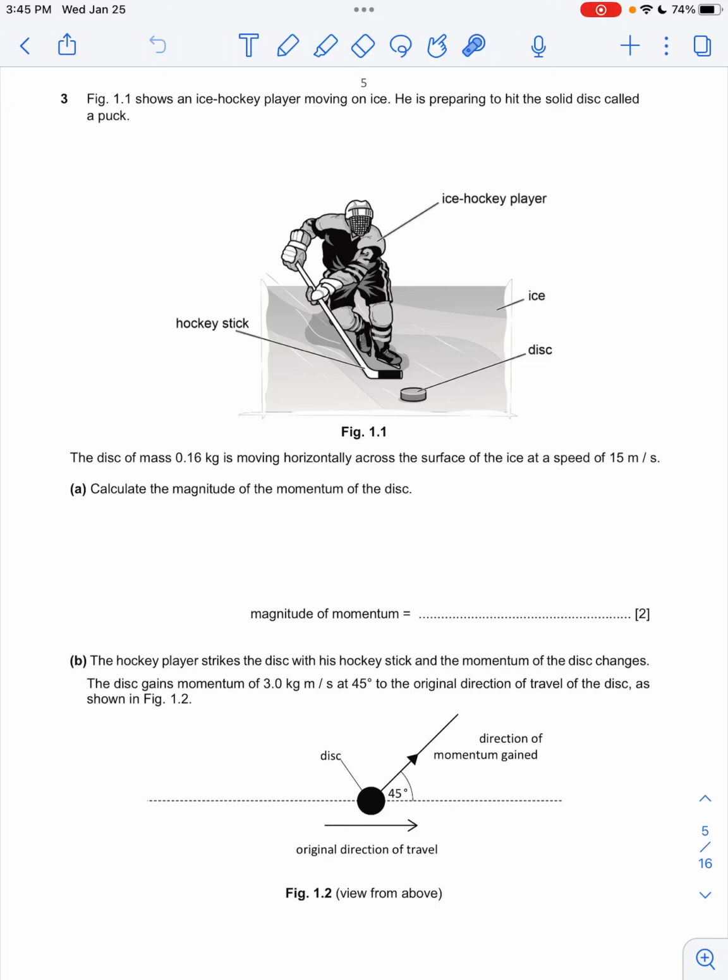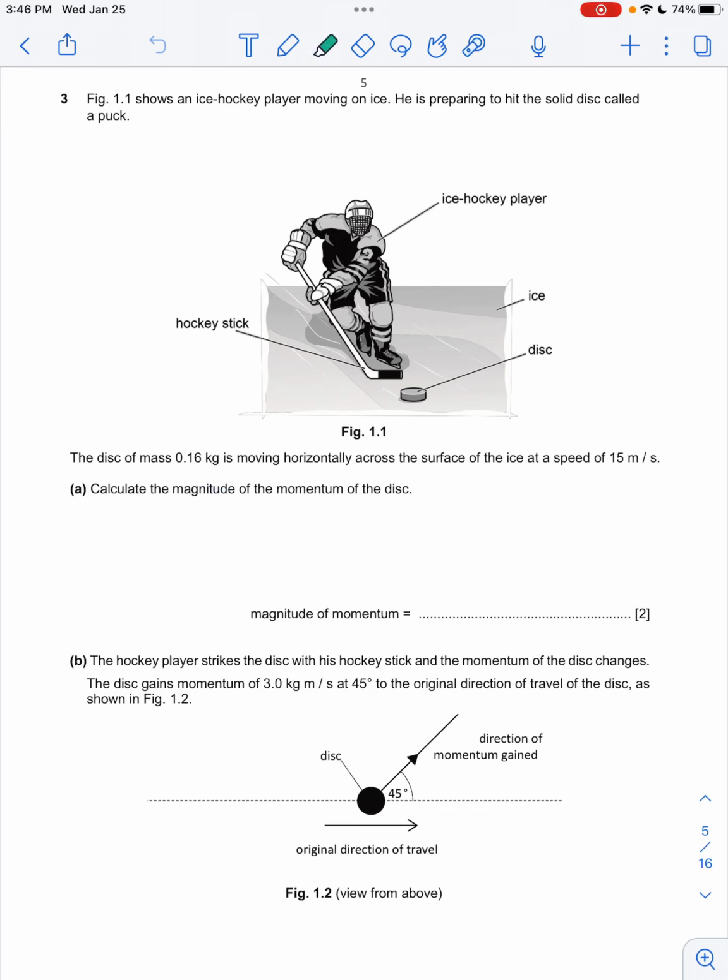Question 3, we have an ice hockey player with a puck. The puck is like this disc thing. Mass of 0.16 kilograms, moving horizontally across the surface. This is the speed. Calculate the magnitude of the momentum.